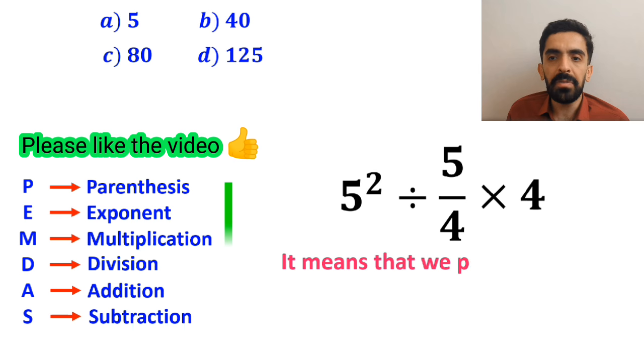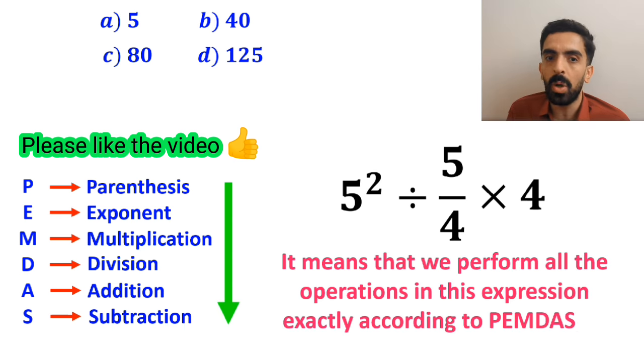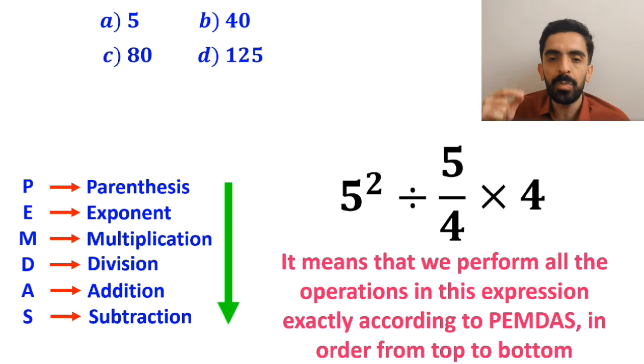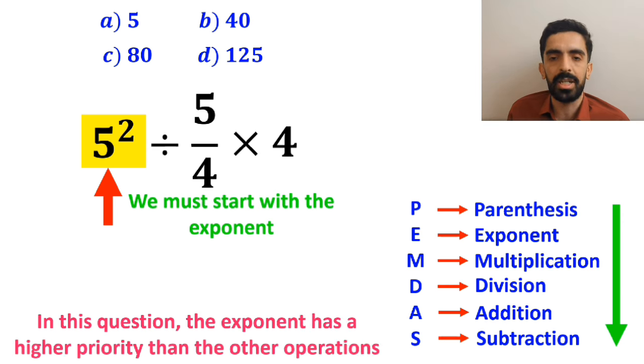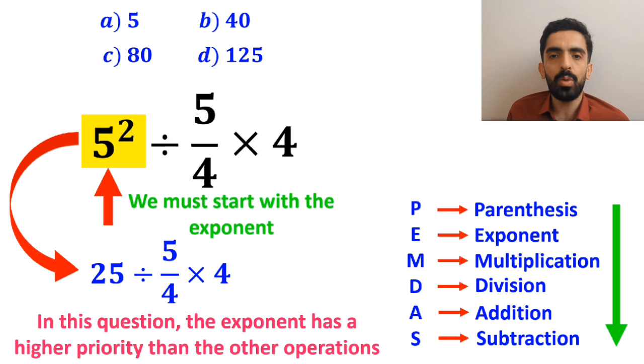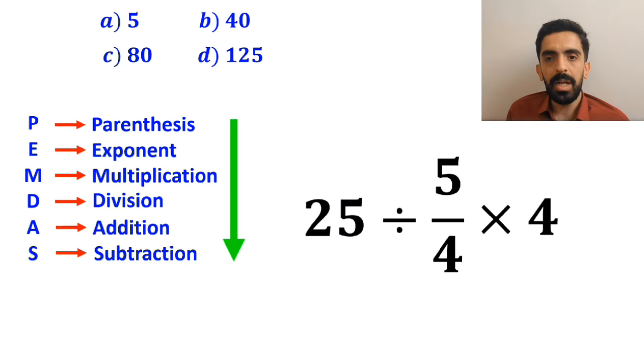It means that we perform all the operations in this expression exactly according to the PEMDAS rule in order from top to bottom. Okay, first we must start with the exponent, because in this question, exponent has a higher priority than the other operations. So, instead of this expression, we can write 25 divided by 5 over 4 multiplied by 4. In the next step, we need to move on to the division and multiplication.